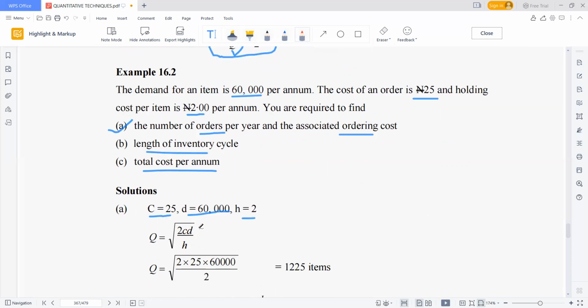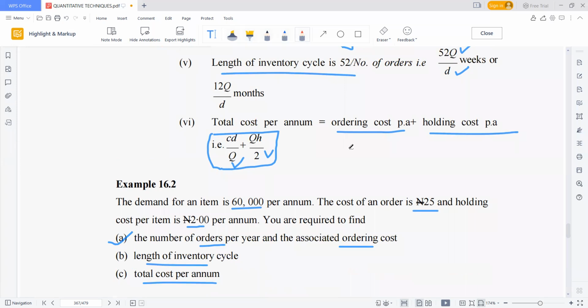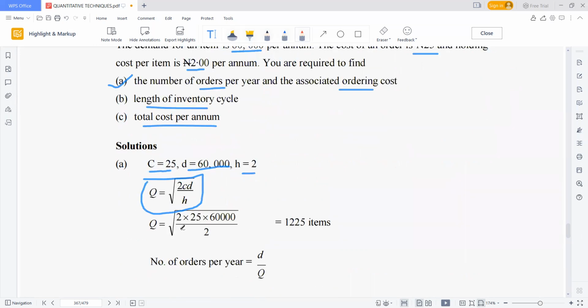Now we are going to use our EOQ formula. We were not told to calculate EOQ, but we need our EOQ because, check it out, in determining the total cost per order, we need Q. In determining the length of inventory cycle, we also need Q. And this Q that we are talking about is EOQ. So we need to get EOQ first. I hope I'm communicating. Now, how do we get EOQ?